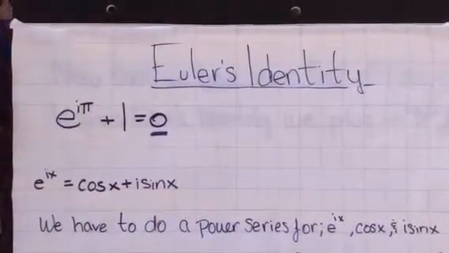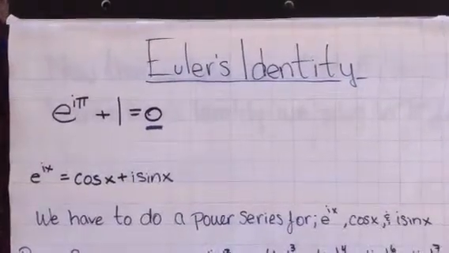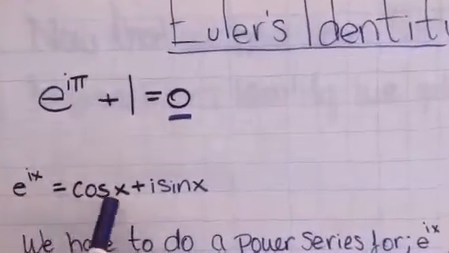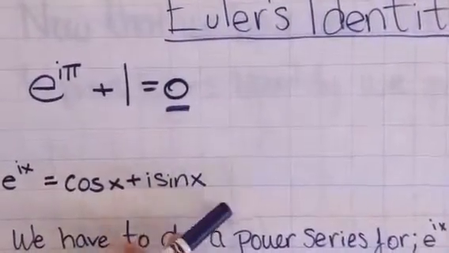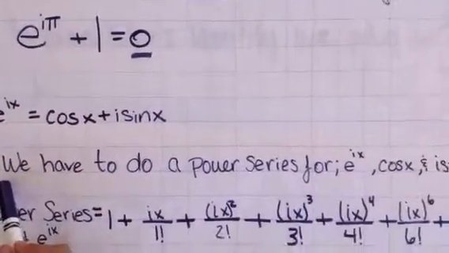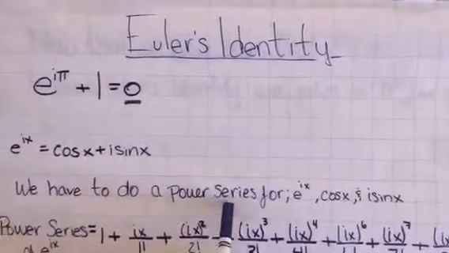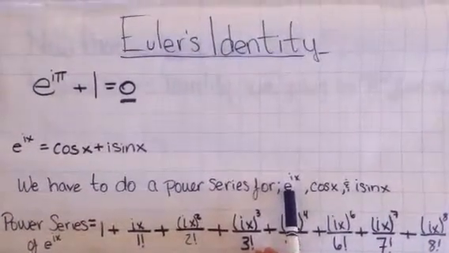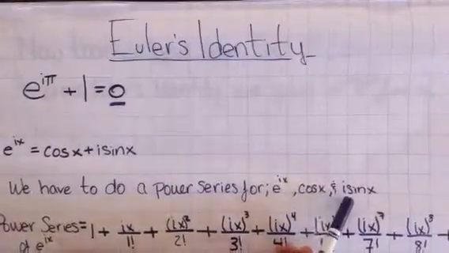So, in order for us to proceed, we have to see that e to the power of ix equals cosine x plus i sine x. We have to do a power series of e to the power of ix, cosine x, and i sine x.